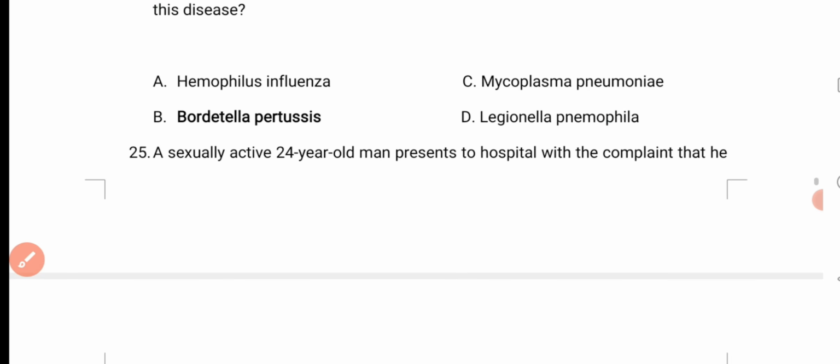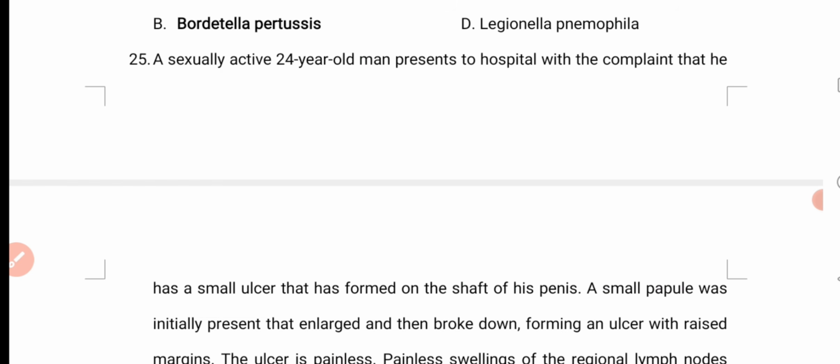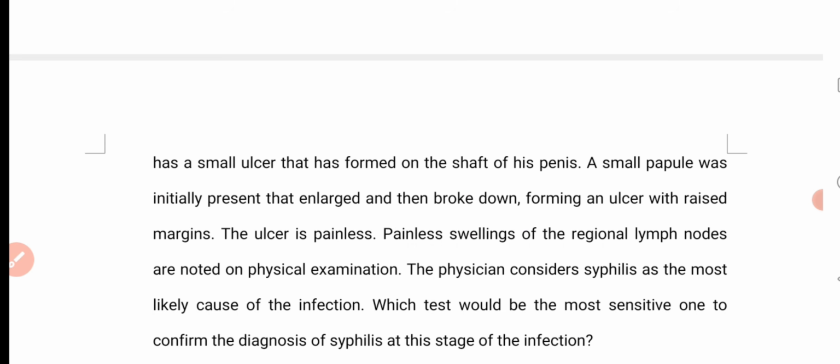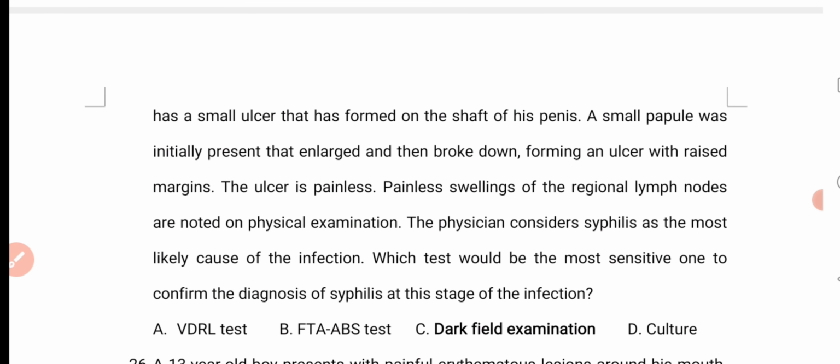Okay. Another one: a sexually active 24-year-old man presents to hospital with a complaint that he has a small ulcer that formed on the shaft of his penis. A small papule was initially present that enlarged and then broke down. It formed an ulcer with a red margin, the ulcer is painless, and there is swelling of the regional lymph nodes on physical examination. The physician considers syphilis as the most likely cause. So which test should be most sensitive?